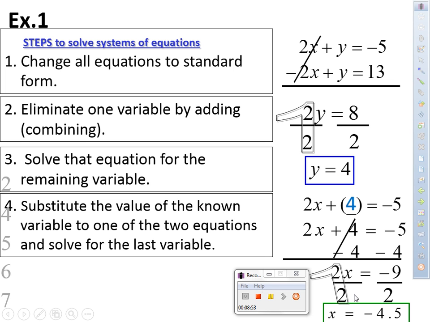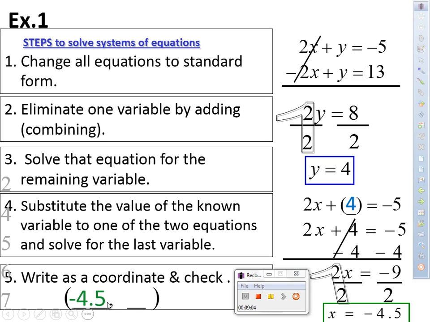So what do we end up with? An x value and a y value. So what is our solution to this system? Our solution is -4.5 and 4. Can we see that?